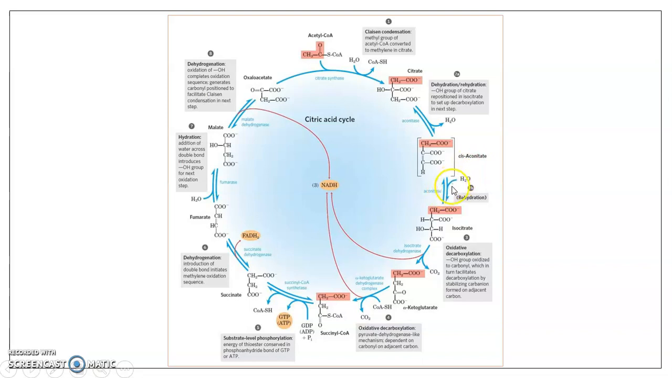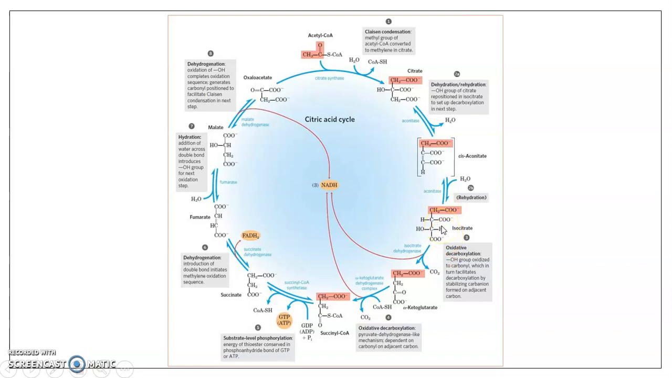Okay, so stereospecific hydration results in the formation of isocitrate, and both these reactions are catalyzed by the same enzyme, aconitase. Here it is actually a dehydration and later a rehydration process. That is what results in the formation of isocitrate from the citrate.